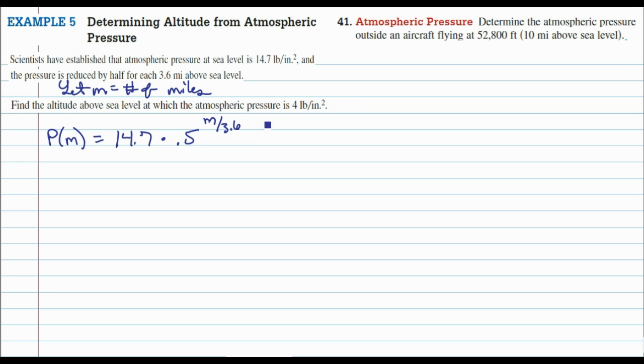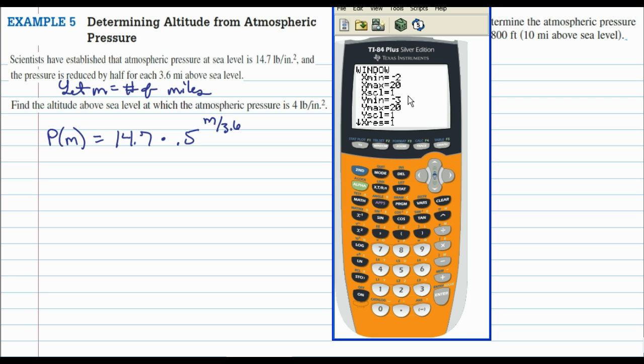I'm looking for an atmospheric pressure of 4 pounds per square inch. Again, I don't know how to solve for exponents, so I'm going to let my calculator help me solve this. For my window, if half of the pressure is lost every 3.6 miles, I figure, okay, how many halves do I need to lose to get from 14.7 down to 4? So about 4 miles will drop me down to about 7. Another 4 miles will drop me down to about 3.5.